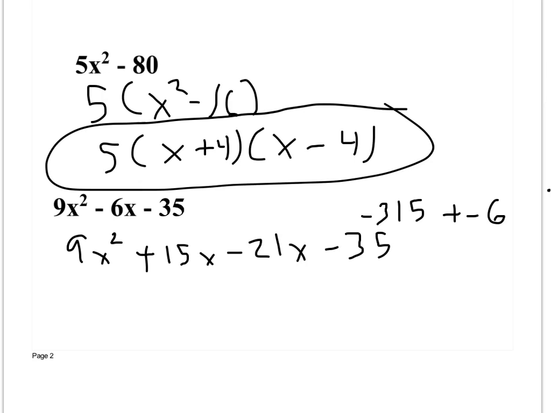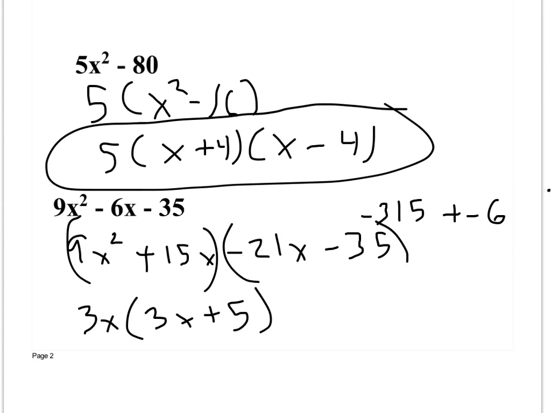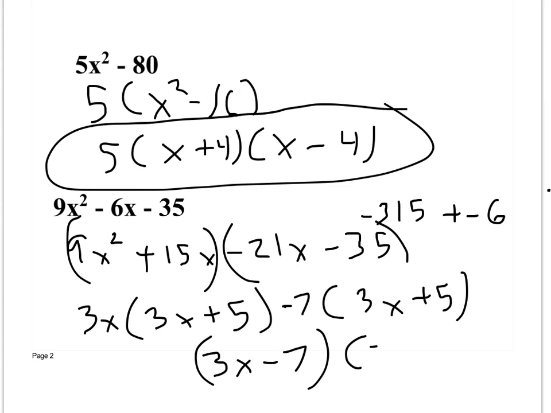Then you can group these. I can take 3x out of the first 2 terms, and I'm left with 3x plus 5. I can take negative 7 out of the next two, and I'm left with 3x plus 5. So I combine the 2 things in front and combine the 3x plus 5. And there's my answer.